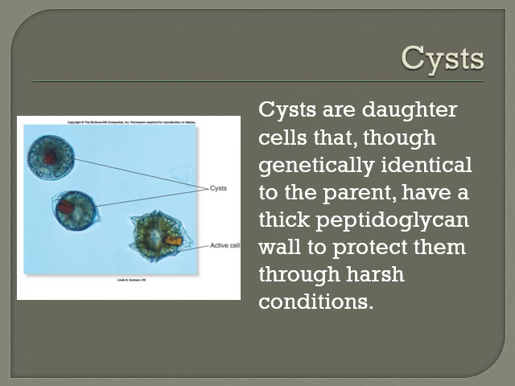Some protists are not going to reproduce through cysts, but through daughter cells that, even though they're absolutely identical to the parent, have what's called a thick peptidoglycan wall to protect them from harsh conditions. Where have we seen peptidoglycan before? With bacteria, when we were talking about gram-negative and gram-positive bacteria. It's that outer layer that surrounds bacteria, and it can also surround protists. It gives them some extra protection.